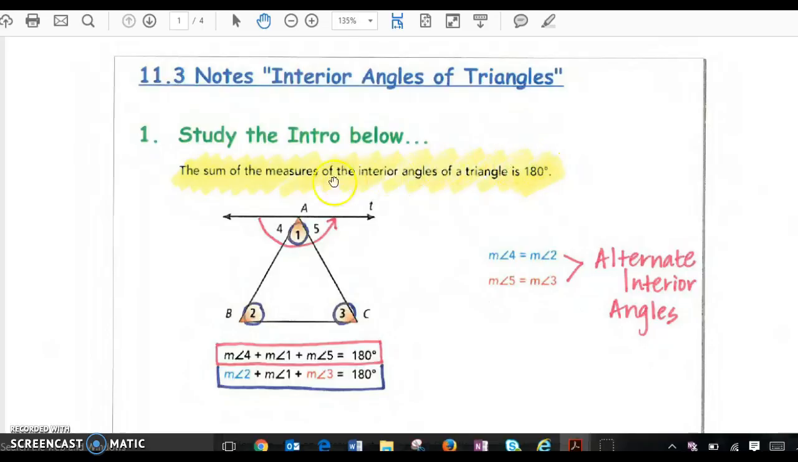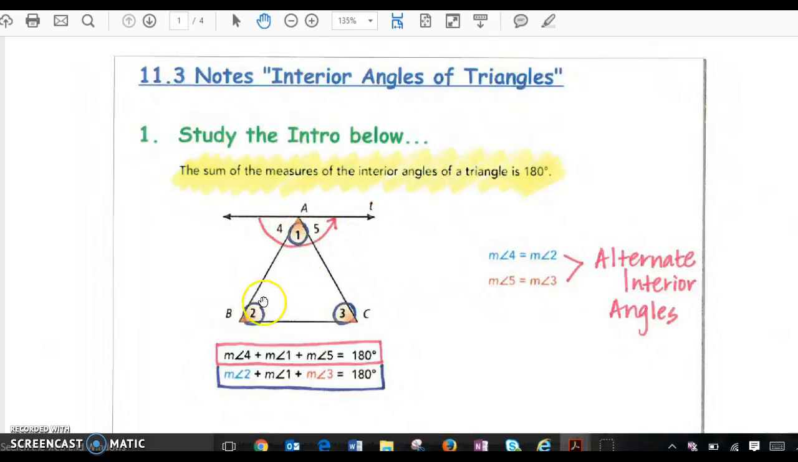The most important thing to remember is this piece right here. The sum of the measures of the interior, inside, angles of a triangle is 180 degrees. So if I add up angles 1, 2, and 3, you will total 180 degrees. Also important to take a look at angles 4, 1, and 5. They all lie on this straight line, which is also 180 degrees.